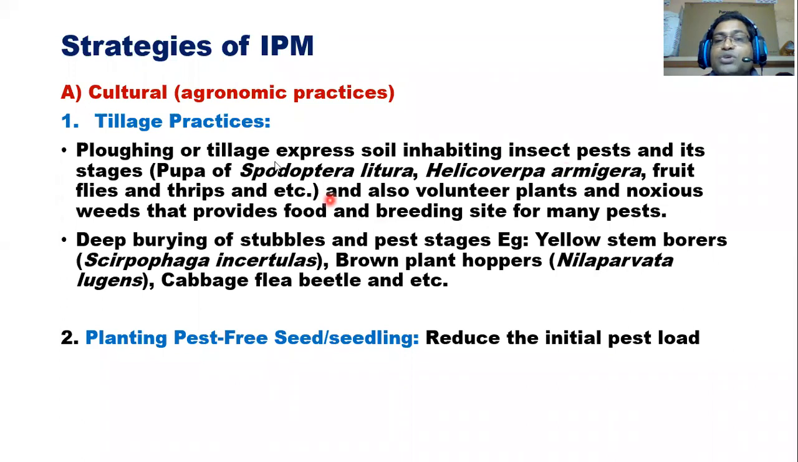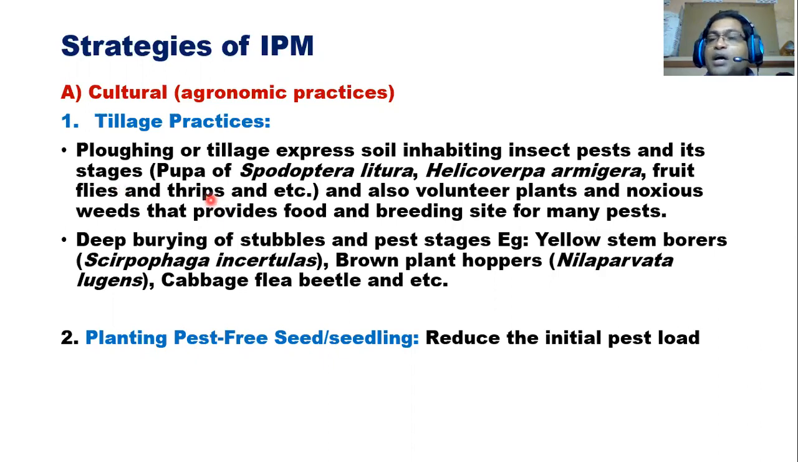So why are we considering these pests? Because the resting stage, the pupal stage, will be inside the soil. Spodoptera and Helicoverpa are nocturnal insects, so they make pupae in an earthen cocoon inside the soil. You would have studied that in entomology, right? The fruit flies make a barrel-type, coarctate pupa inside the soil. Thrips also pupate inside the soil.